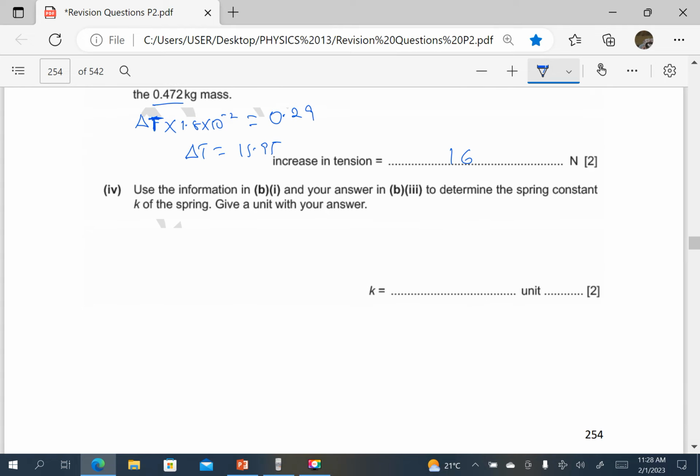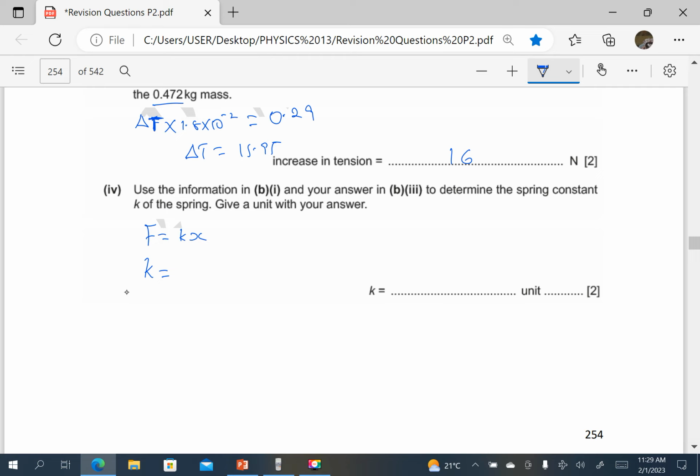Use the information in B Roman 1 and your answer in B Roman 2, Roman 3 to determine the spring constant k of the spring. Give a unit with your answer. So since the spring obeys Hooke's law, we know that F is equal to kx, or k times extension, so the spring constant is going to be the force, which in this case we can take as the increase in tension, over the increase in length.